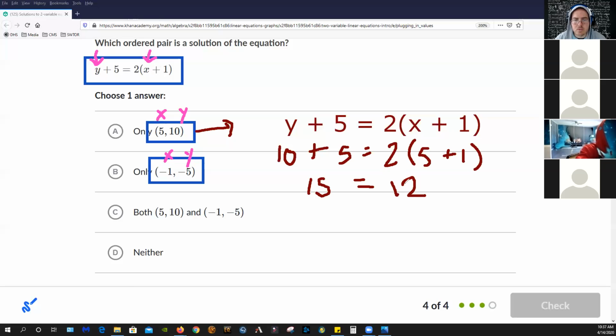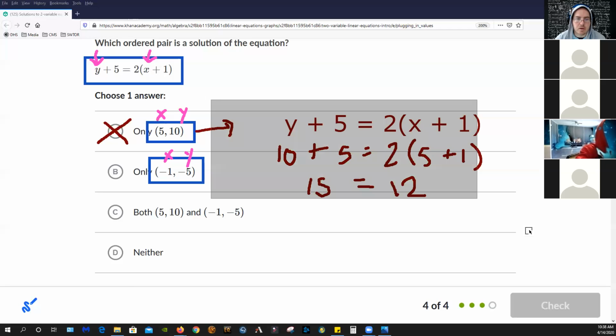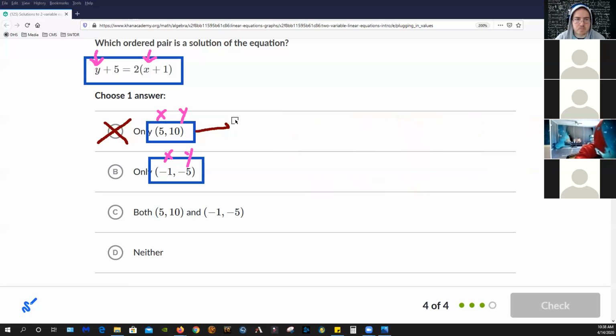Whoa. 5 plus 1 is 6. 2 times 6 is 12. True or false? That 15 equals 12. I don't think so. So unfortunately for A, that does not make any sense. 15 does not equal 12. We call that false. So nope. So let's try the other one.